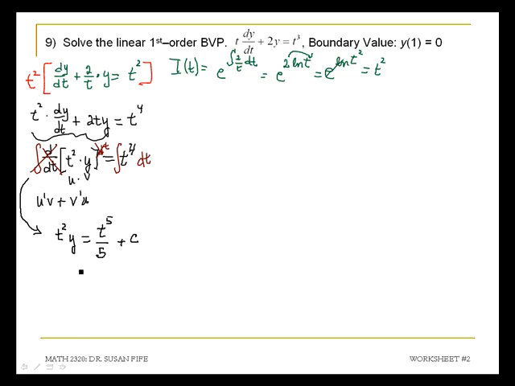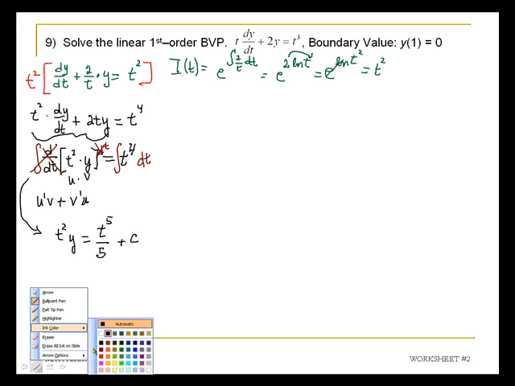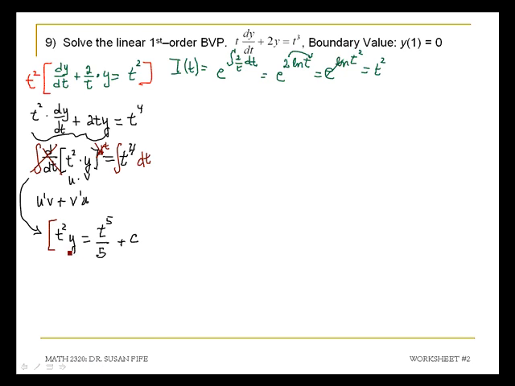Now, here, because I can solve for y, I want to. You always want to solve for y if you can. Solve for y by multiplying by 1 over t squared. And that's going to give us y equals t to the third, because 2 t's will cancel, over 5 plus c over t squared. This is our general solution.